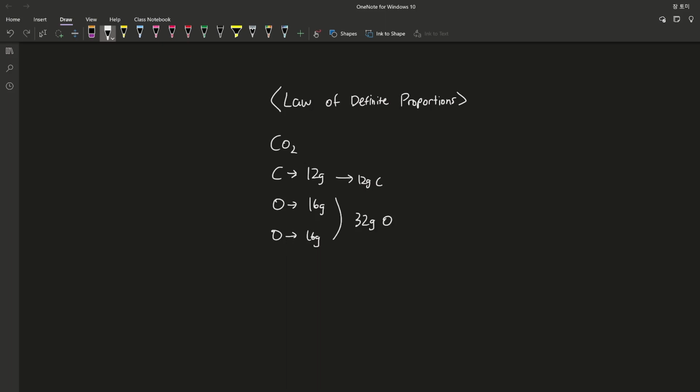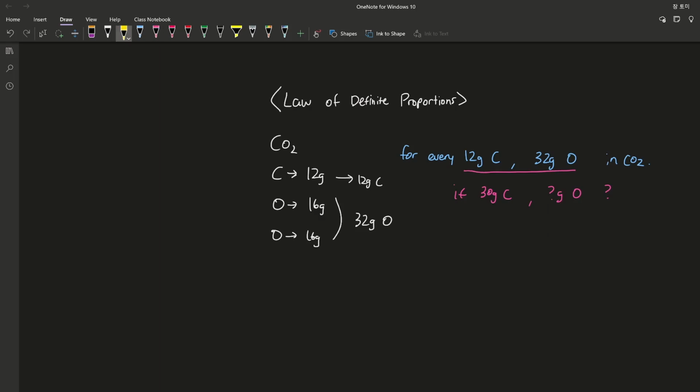Now, if we take this, we can form a statement: for every 12 grams of carbon, there are 32 grams of oxygen, well, in CO2. So if a problem asks you, if there are 30 grams of carbon, then how many grams of oxygen will there be? We can use this same proportion to solve this problem.